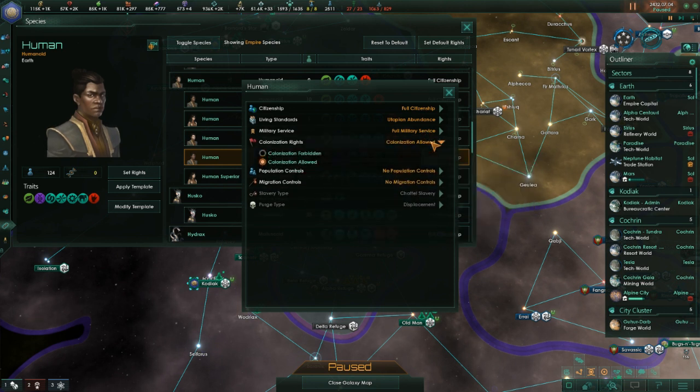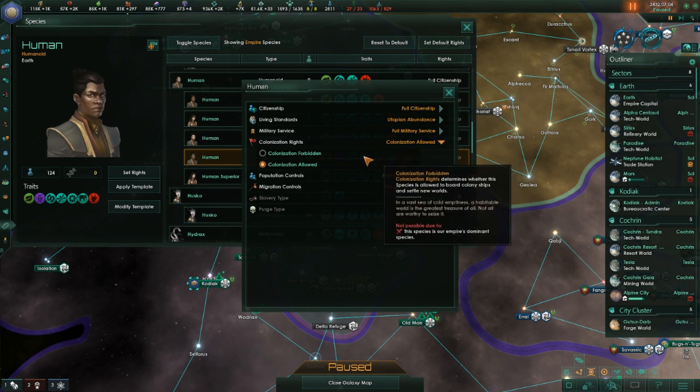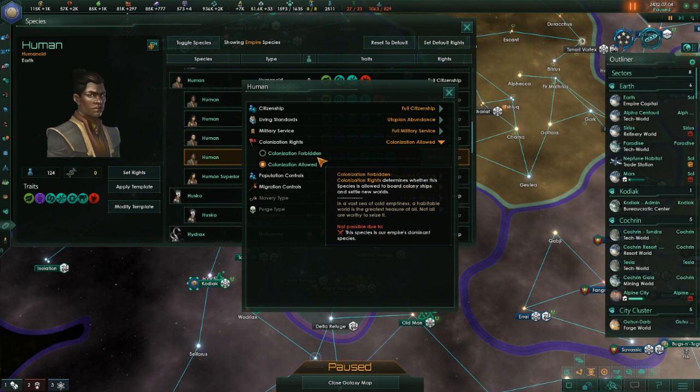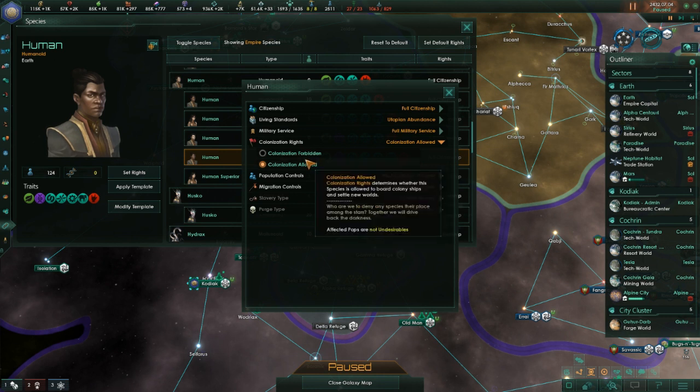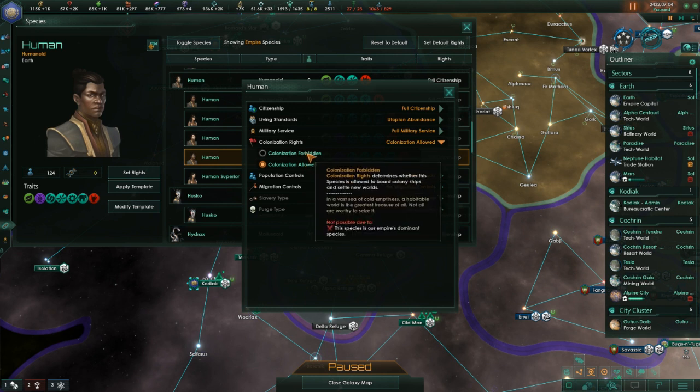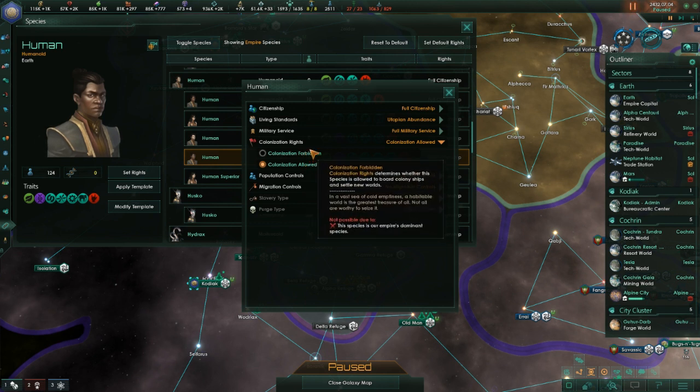Colonization rights. Colonization rights determine whether or not you can actually get into a colony ship and go somewhere else. Honestly, I would recommend not even bothering to have somebody in your territory unless you are using them for colonization at some point. Now, if you are conquering and subjugating a group, make sure that you default to colonization forbidden. That way, it just keeps things a little bit cleaner.